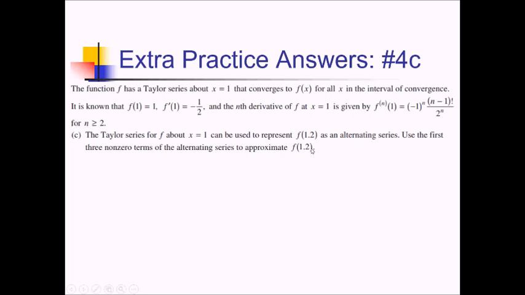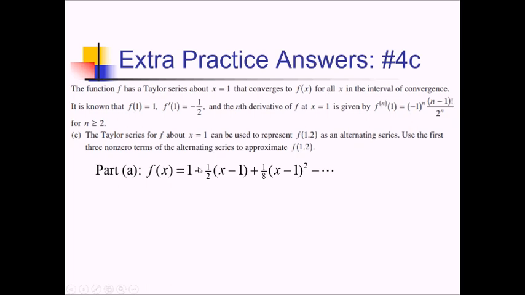So just to recap from part A, where we actually wrote out some of the terms, here's what we had: f of x equals 1 minus 1/2 (x minus 1) plus 1/8 (x minus 1) squared, and so on. But they just said use the first 3 non-zero terms to approximate f of 1.2. So this is where you've got to be super careful. We're going to write f of 1.2 is approximately equal to the following.